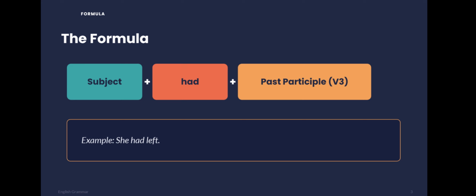Let's look at the formula. It's simple: subject plus had plus the past participle, also called V3. For example, she had left. That's it, just had plus the third form of the verb.